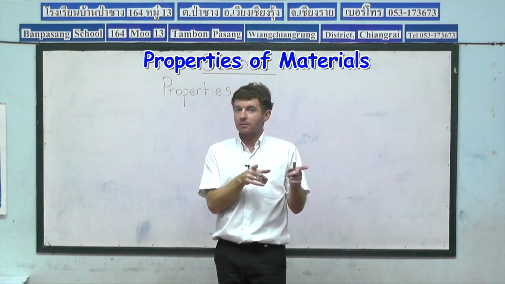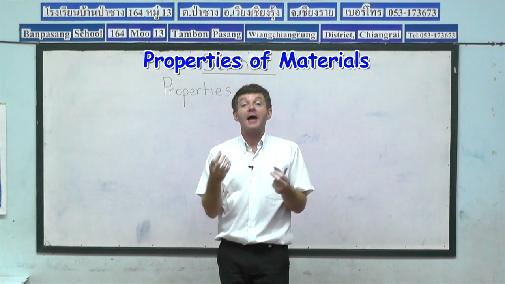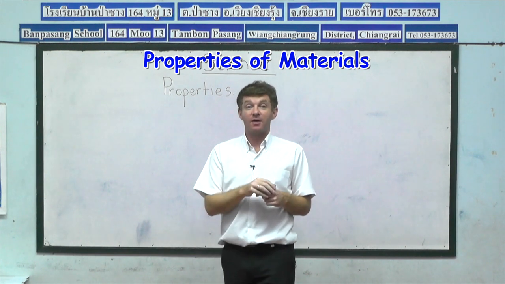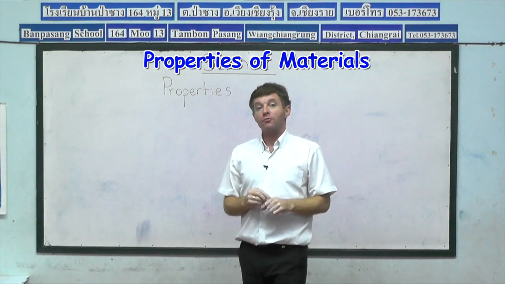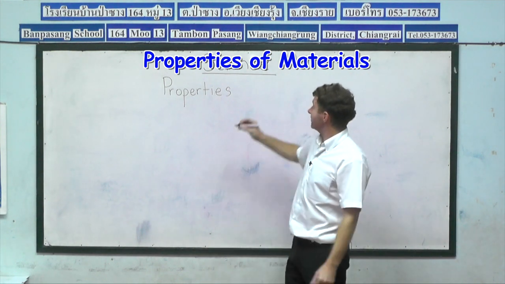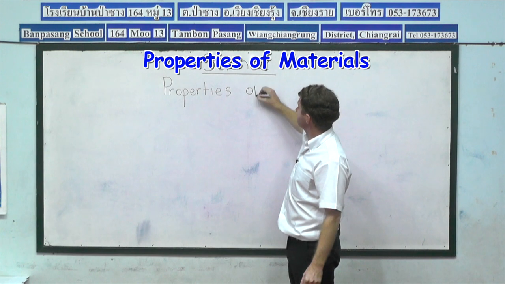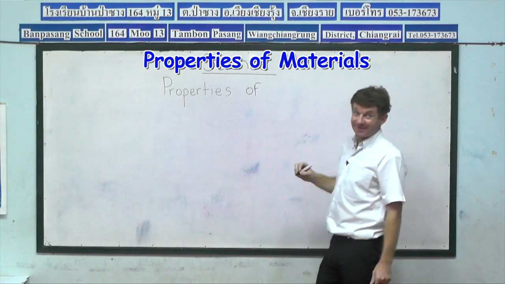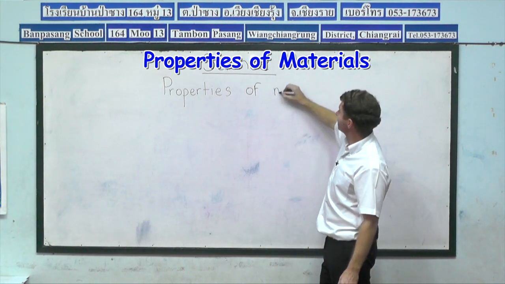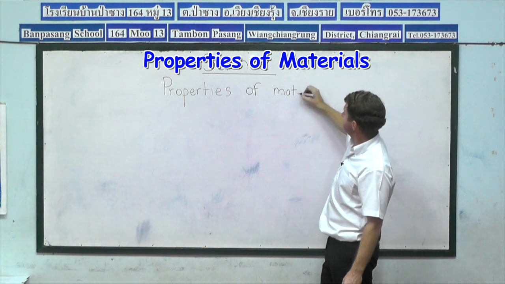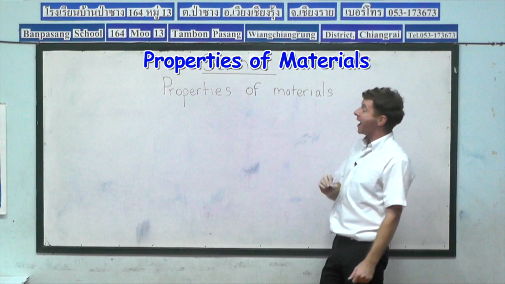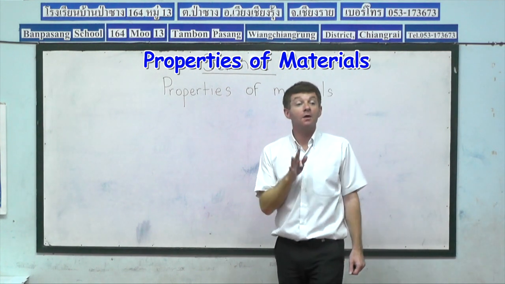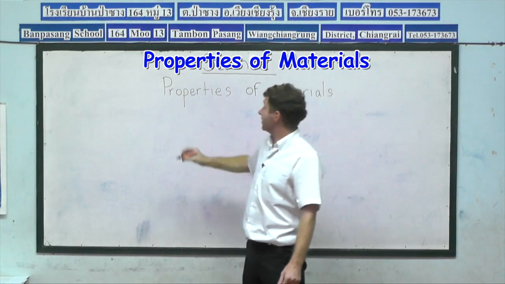Now, what properties means is the way that various materials and objects are made, the way they look, the way they feel, and the way they react to pressure. For example, if we try to bend them or stretch them. So the full title of the lesson was Properties of Materials. Well done, well remembered. M-A-T-E-R-I-A-L-S.